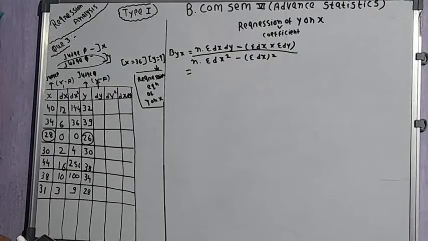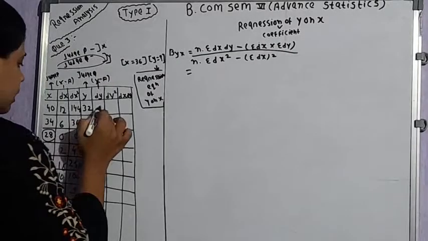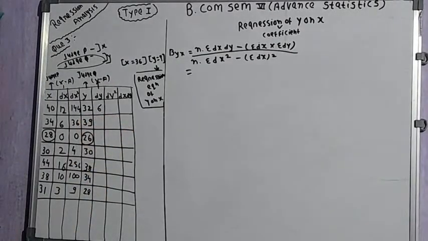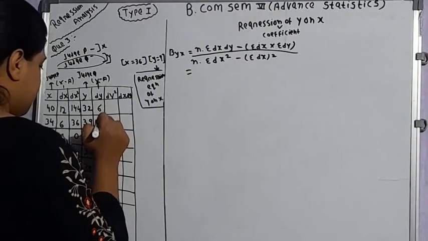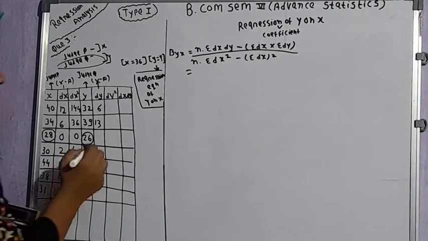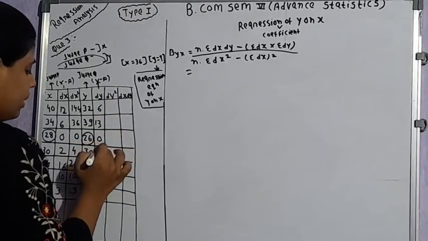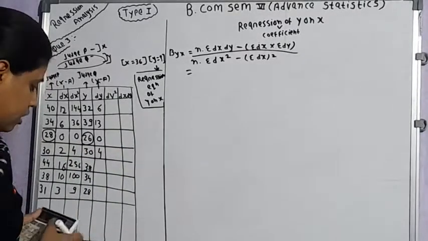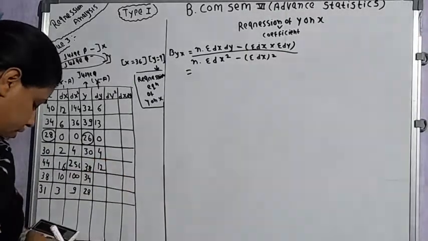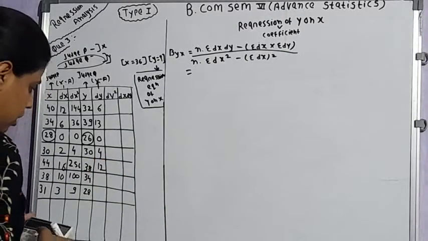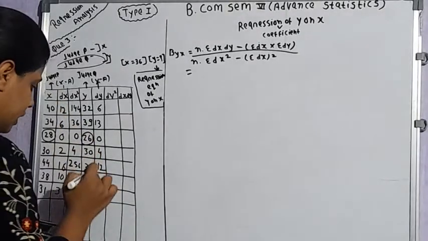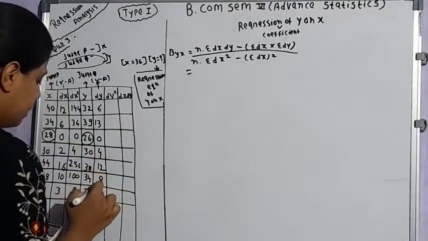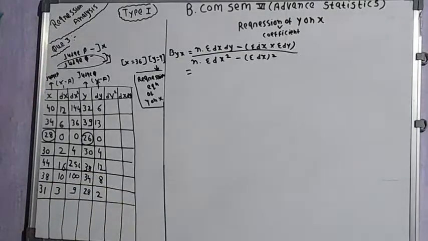So how are we going to calculate dy? 32 minus 26. It comes to 6. Then 39 minus 26. It comes to 13. After that 26 minus 26, 0. 30 minus 26, 4. 38 minus 26, 12. 34 minus 26, 8. 28 minus 26, 2. So this way we have calculated the values to be put under the dy column.